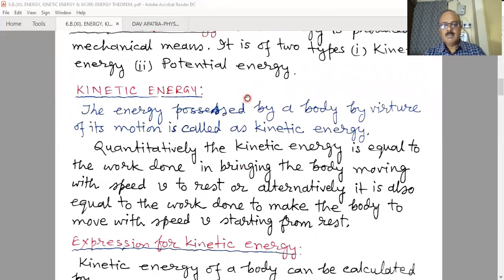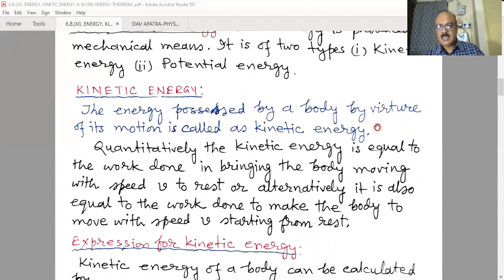So what do you mean by kinetic energy? What is the definition of kinetic energy? The energy possessed by a body by virtue of its motion is called kinetic energy. That means any object or particle in motion possesses some kind of energy due to the motion, and that is the kinetic energy.